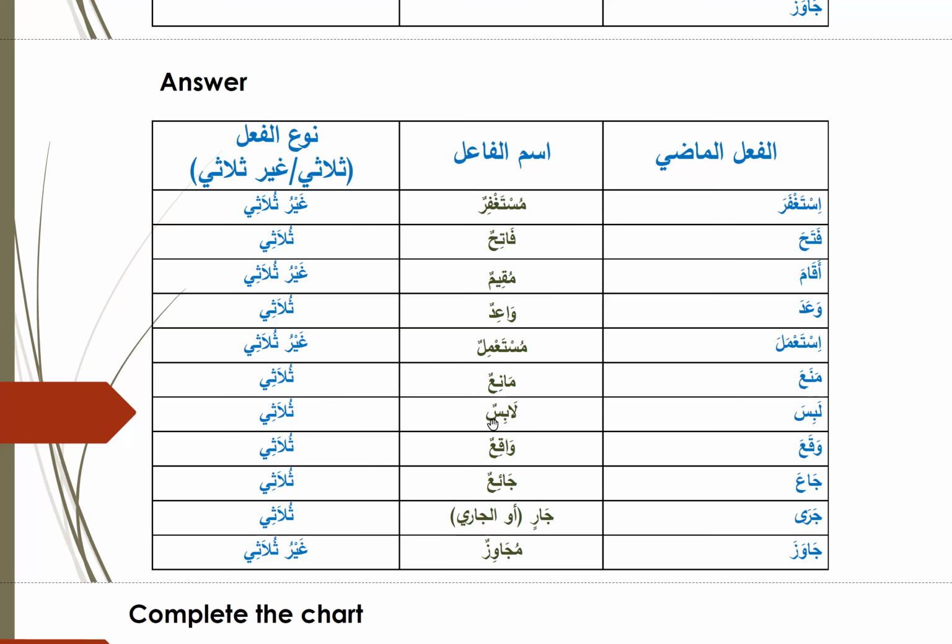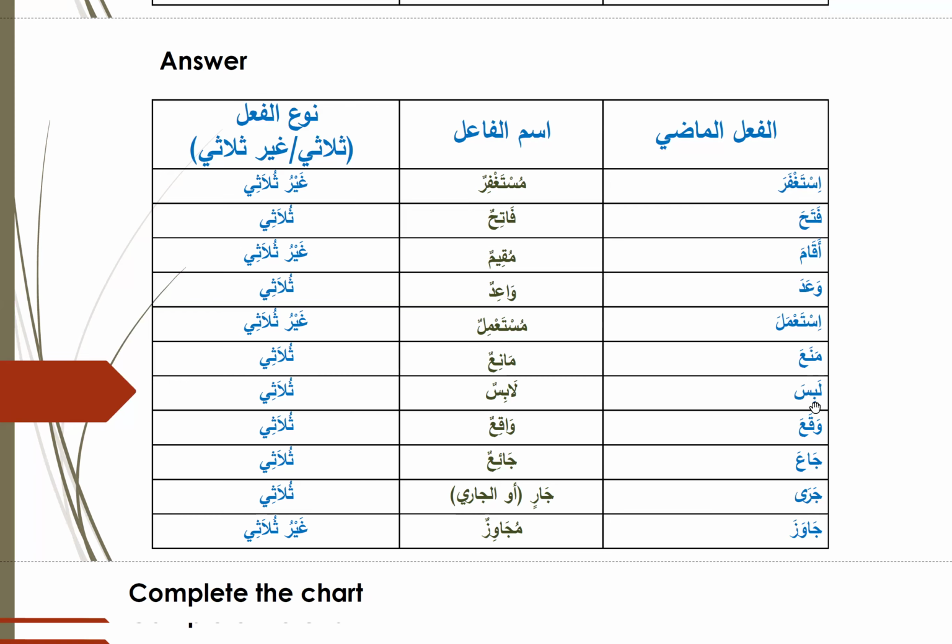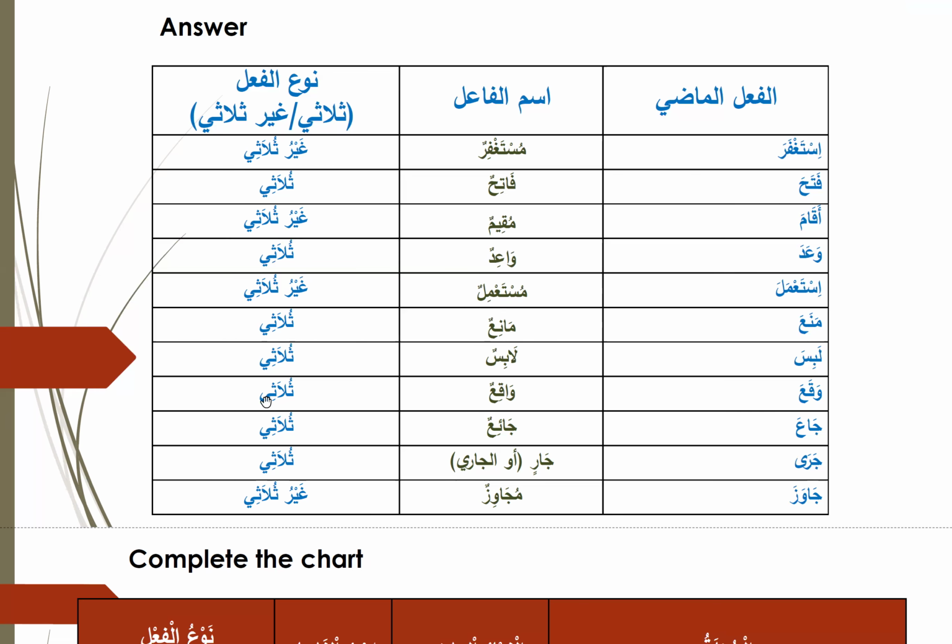Labisa, to wear, is 3-letter thulathi as we have written here. So labis. Labisa, to wear. Labis means the one who wears. Waqa'a, to fall, is thulathi. Waqi', the one who falls.